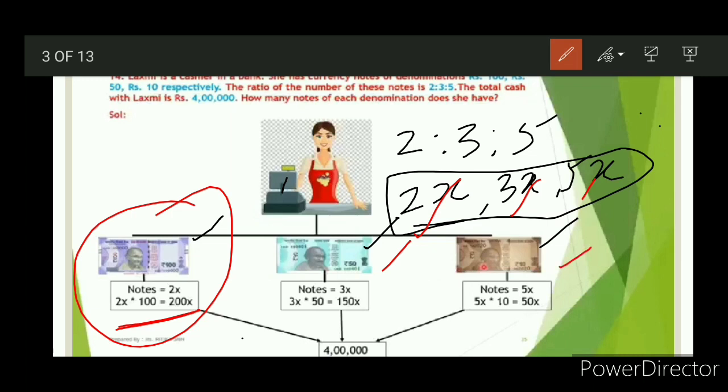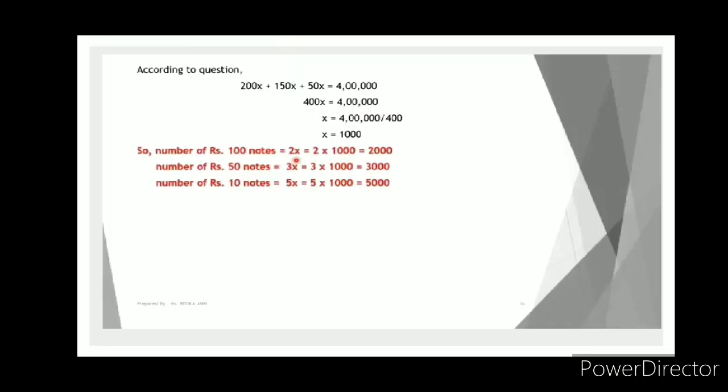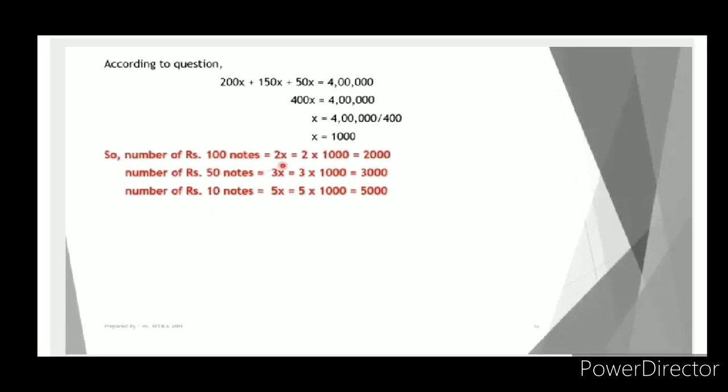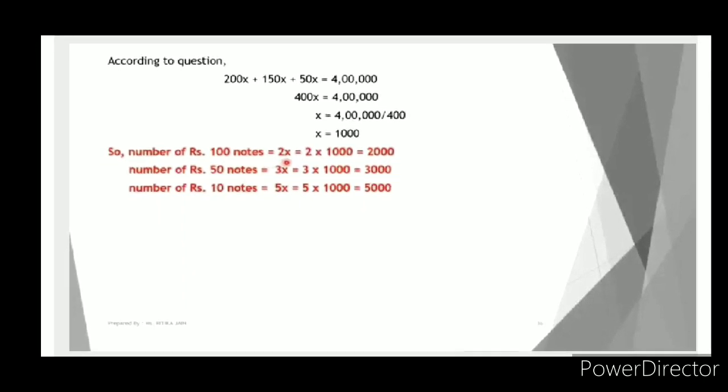And here the currency value is 10. How many notes are there? 5x. So 5x into 10 gives 50x. This 200x plus 150x plus 50x is equal to 4 lakhs. This is our linear equation. According to the question, 200x plus 150x plus 50x is equal to 4 lakhs.